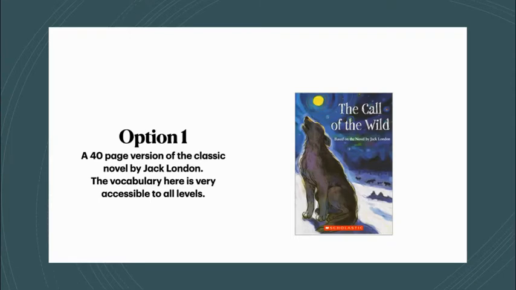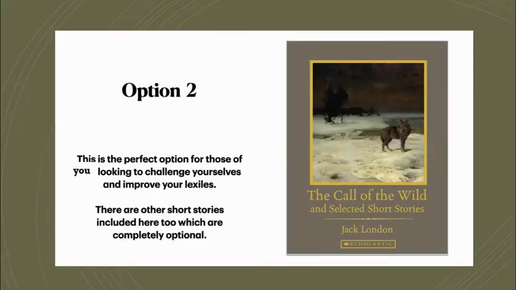The first option is a very short, simple version of the novel, okay? It's a novel by a man named Jack London, and the vocabulary here is much simpler than the actual original novel. This is the original novel, and this is an option for those of you who wish to challenge yourselves and to try something a little bit more difficult.